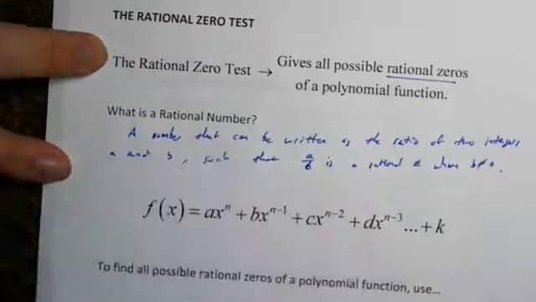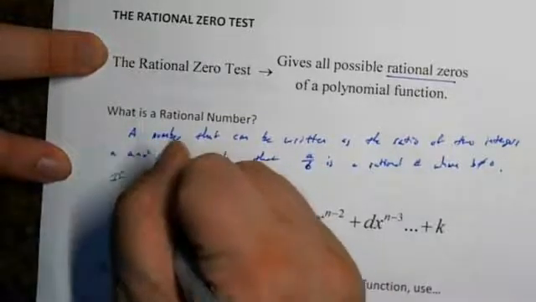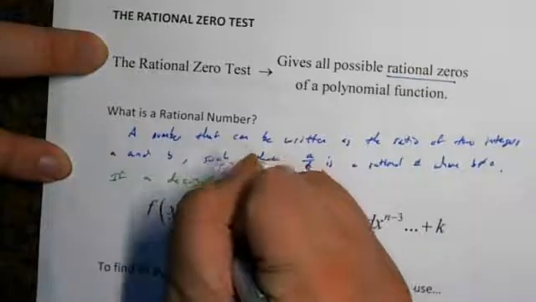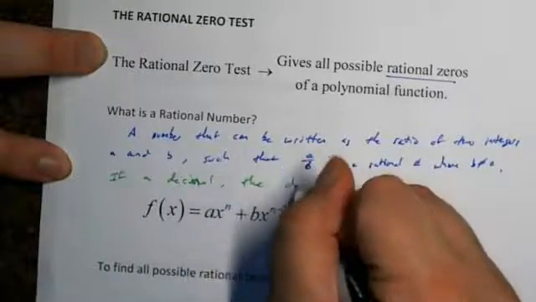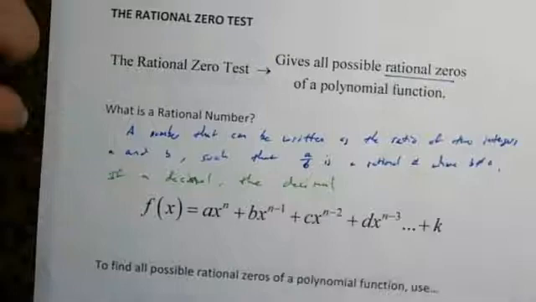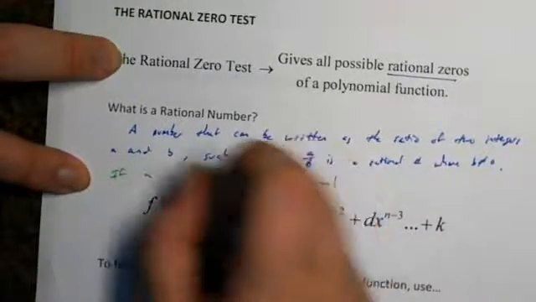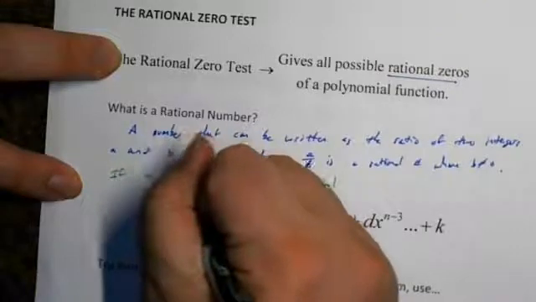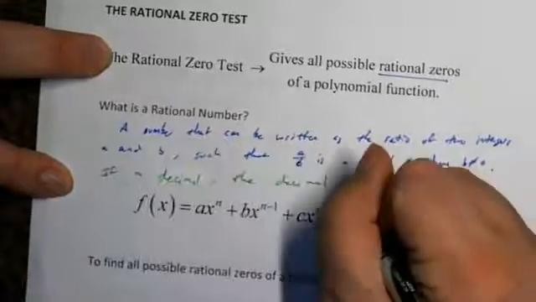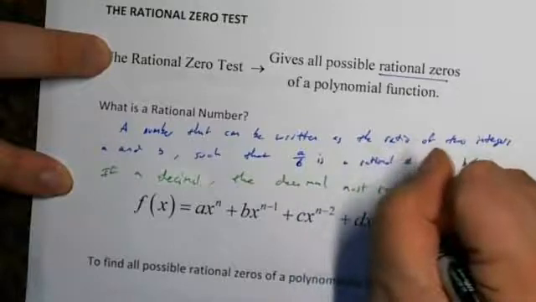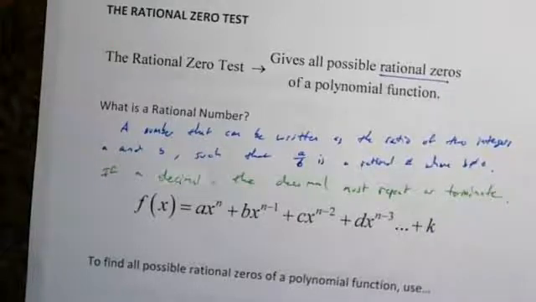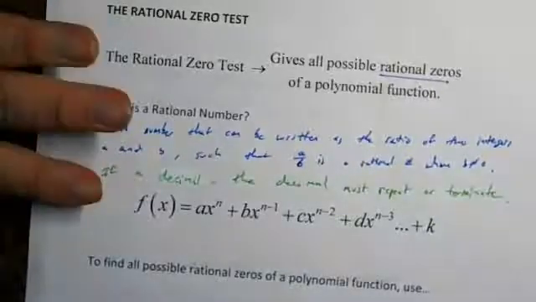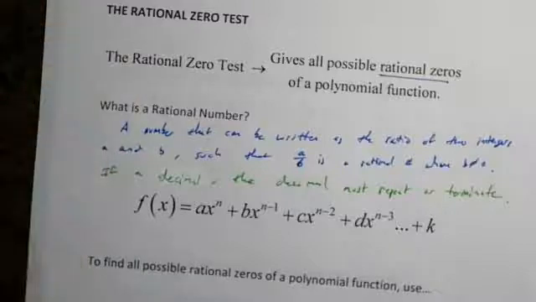If it's a decimal, let me clean that up a little bit. So if our number is a decimal, the decimal must repeat or terminate. Those are the rules for rational numbers. Any number that can be written as a ratio of two integers, and if it's a decimal, the decimal has to repeat or terminate.